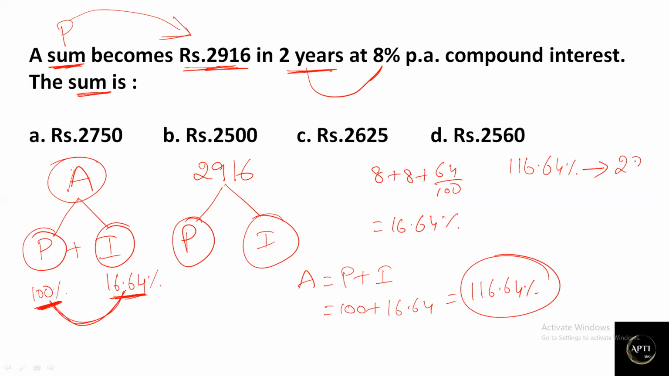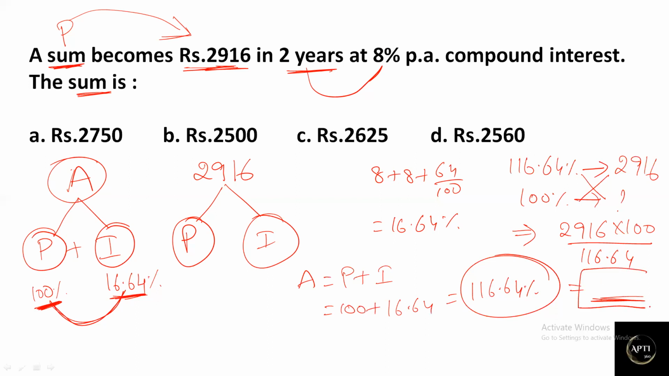What is the value given? 2916. Now what we need to find? Principal amount. Principal amount means 100% is how much? Just cross multiply the value. Here it is equal to cross multiply 2916 into 100 divided by 116.64. If you do this calculation, very simple. So you will get the answer with exact value. And if you want, you can go with approximate value as well.